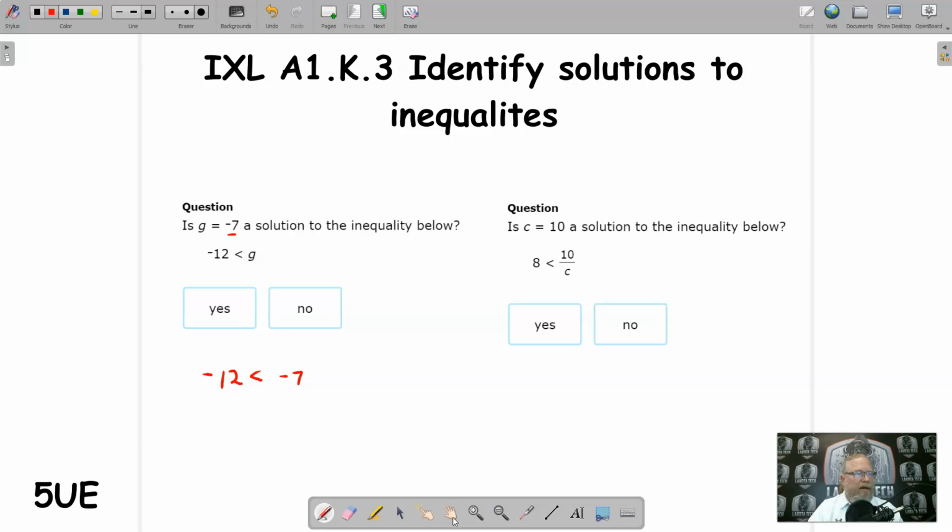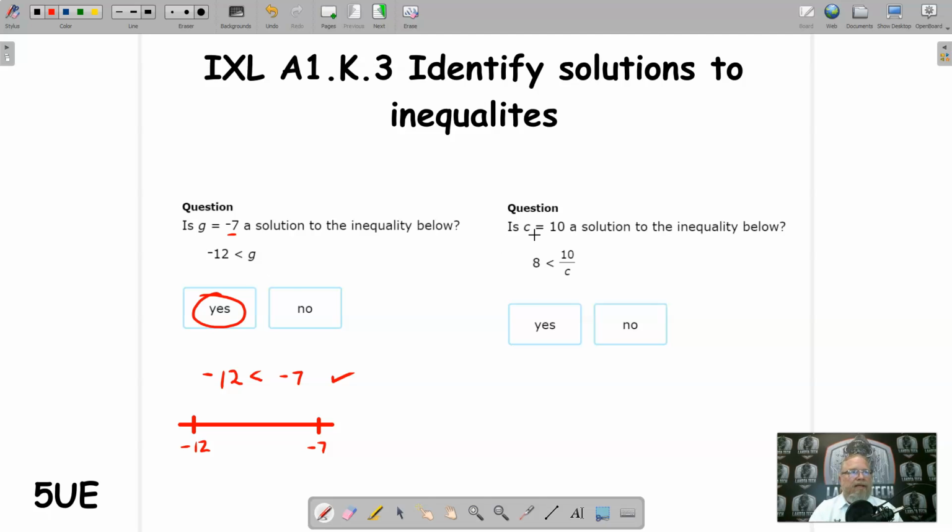Well, think about it. On a number line, if we have these 2 points here, where's -7? We'll put it there, and we know that -12 is over here. So -12 is to the left of -7 on the number line, so -12 indeed is less than -7. So this is a true statement. Therefore, -7 is a solution to the inequality -12 is less than g.